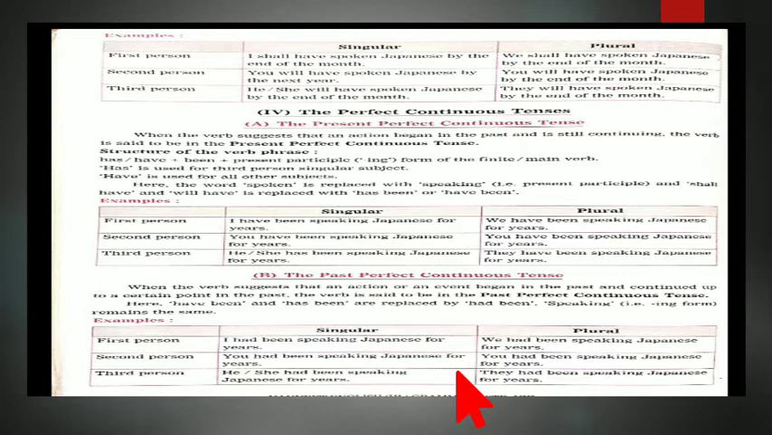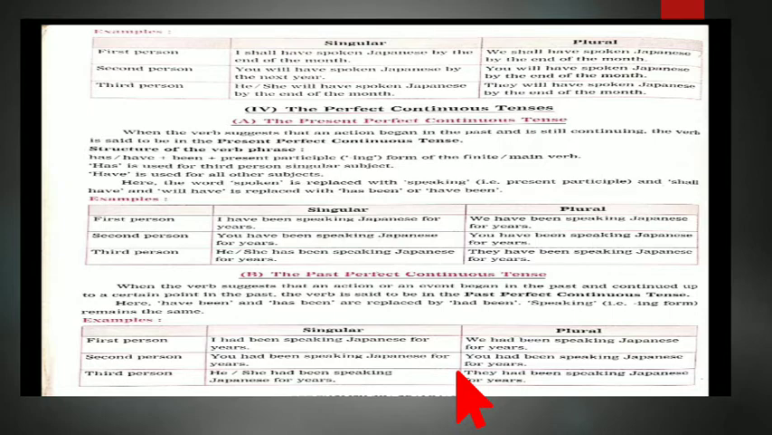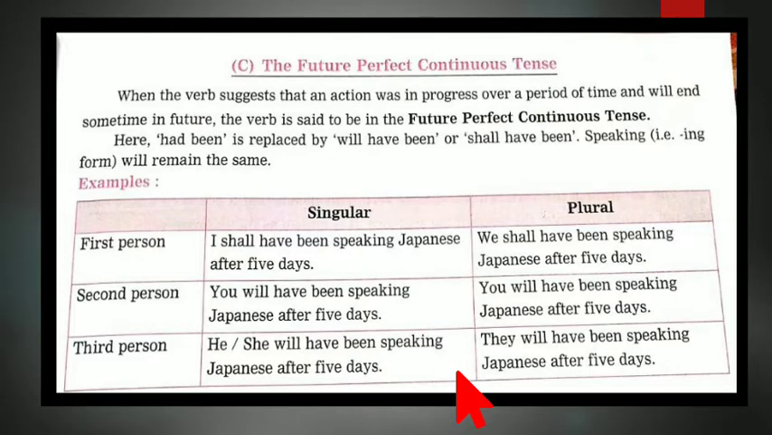point of time in the future, is said to be in the future tense form. Here, had is replaced with shall or will, and the word spoken, that is the past participle, remains the same. However, some point of time is to be mentioned in the sentence. Now, what do you mean by some point of time has to be mentioned?